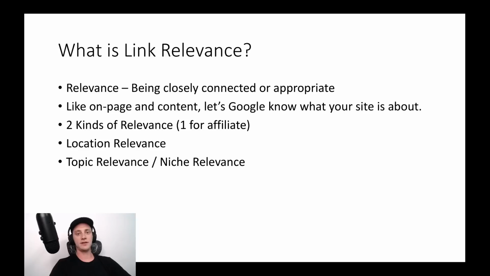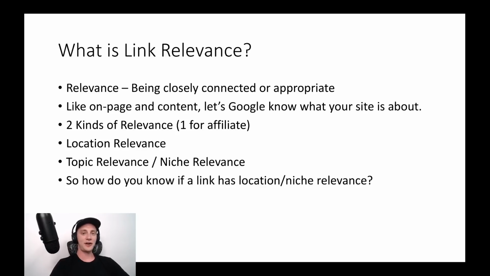And the second type of relevance is topic relevance or niche relevance. So for the plumber in Houston, links coming to his website that have plumbing relevance, those would have niche relevance. And of course, if you have an affiliate site, backlinks coming to your site about your topic, about whatever you're selling, would have niche relevance. So you're probably wondering, how do you know if a link has location or niche relevance? Sit tight, we are going to get to it.